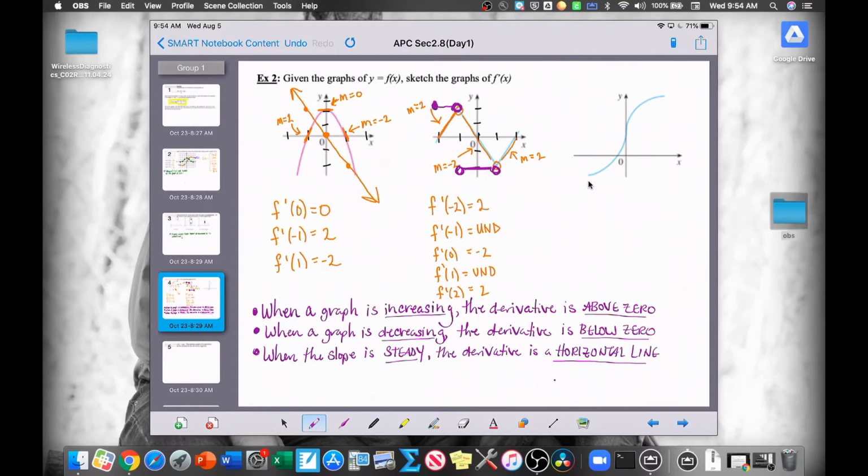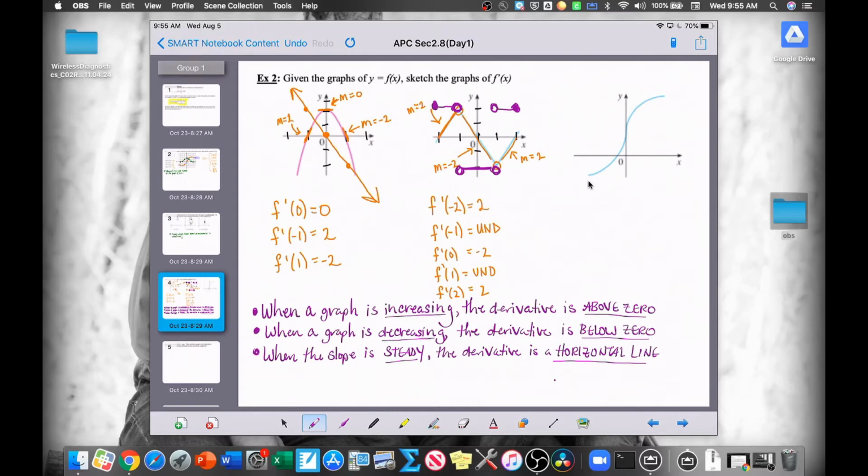And then finally, my last segment from x equals 1 to x equals 2 has a slope of +2 again. But the derivative doesn't exist when x equals 1 because I have a kink in my graph, and then slope is steady from 1 to 2. So I will have a horizontal line segment there from 1 to 2. So my derivative there is the purple, and because of the nature of f of x, f prime of x is all horizontal line segments.